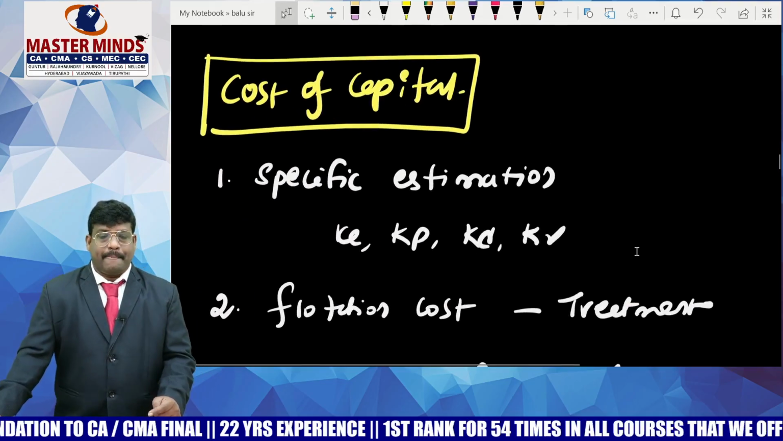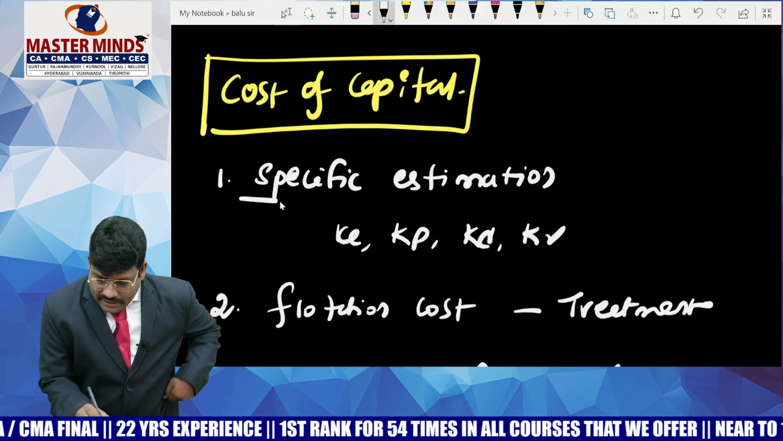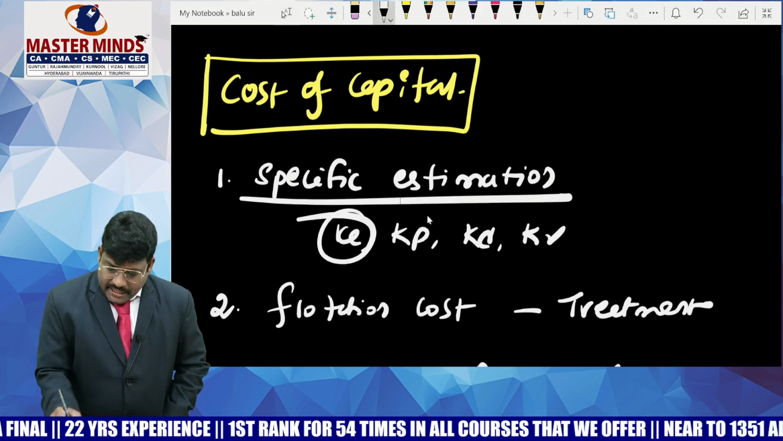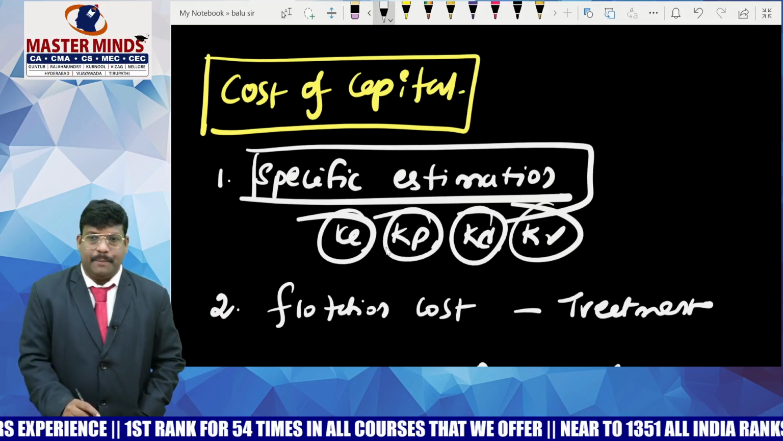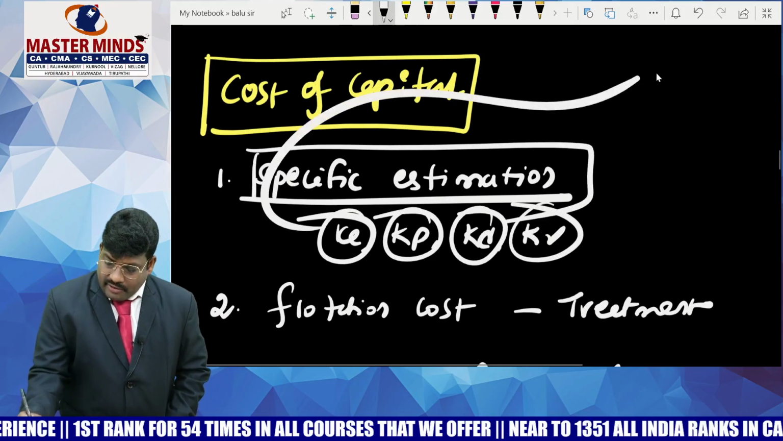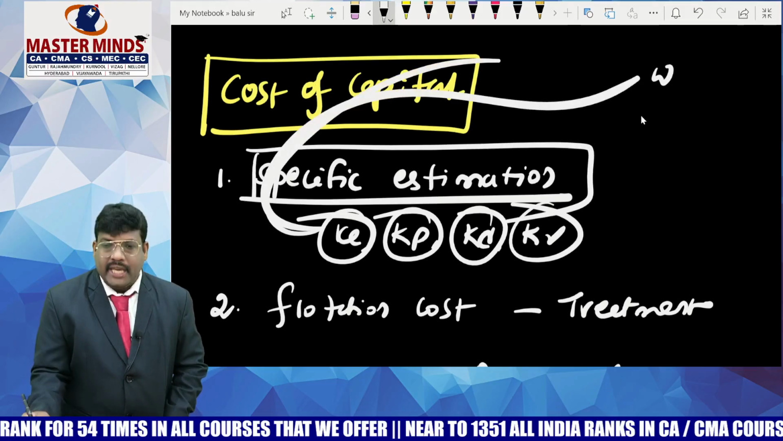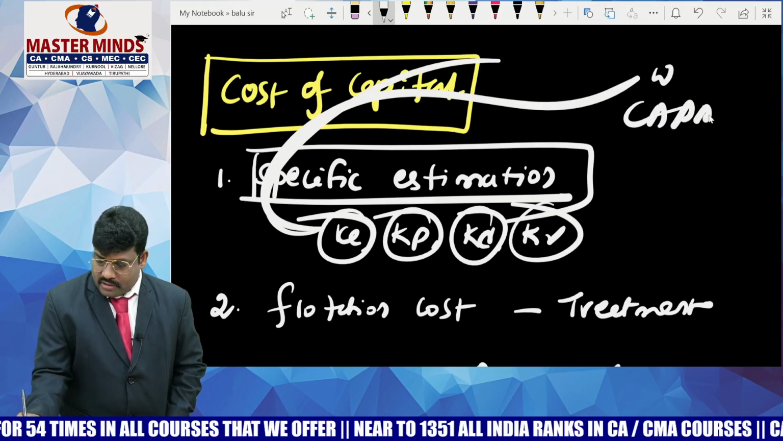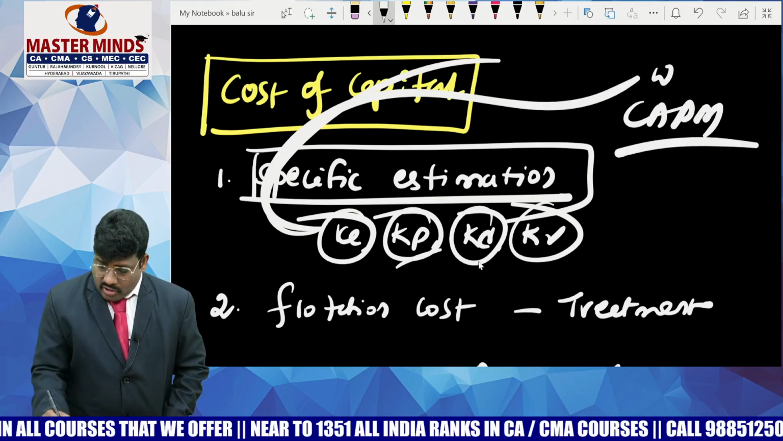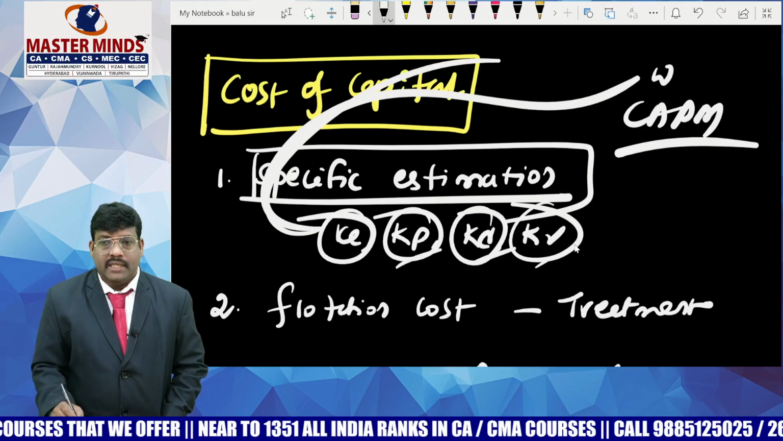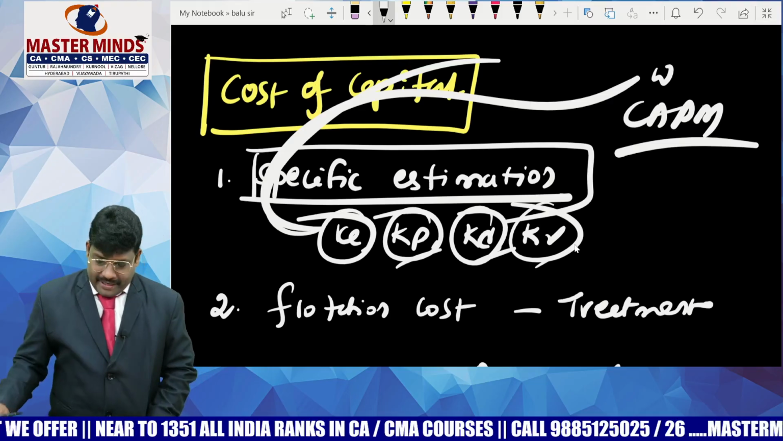Cost of capital is also very, very important, students. In cost of capital, estimation of KE, KP, KD, KR, specific cost estimation is very, very important. Under this KE, you have weighted WDV. Under the KE, you have the CAPM approach. Concentrate on the CAPM approach. Cost of preference, cost of debt, cost of equity, cost of retained earnings actually.